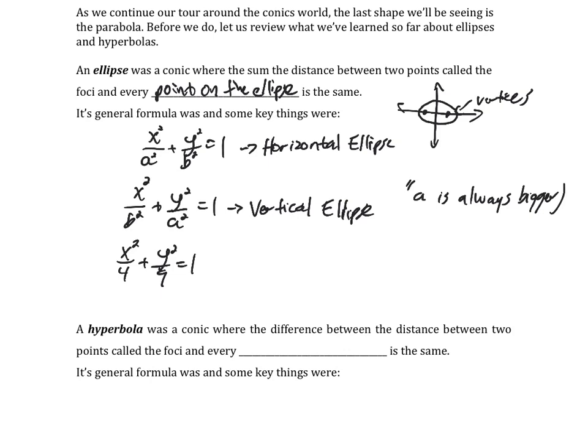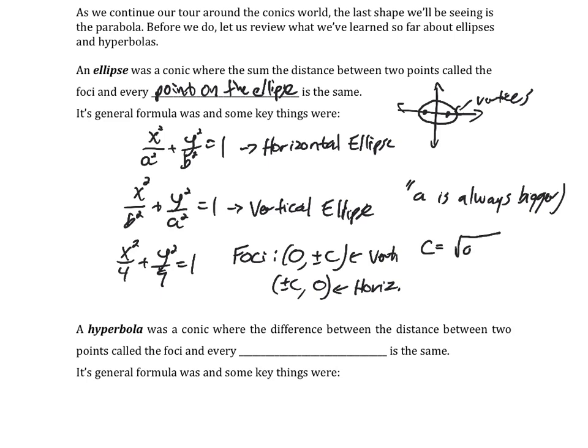If you remember the foci, they were either at 0, comma, plus or minus c if it was vertical, or plus or minus c, comma, 0 if it was horizontal. And how do you find c? c was equal to the square root of a squared minus b squared. So it's important you can differentiate between what a is and what b is and find those values. That will help you find the foci.